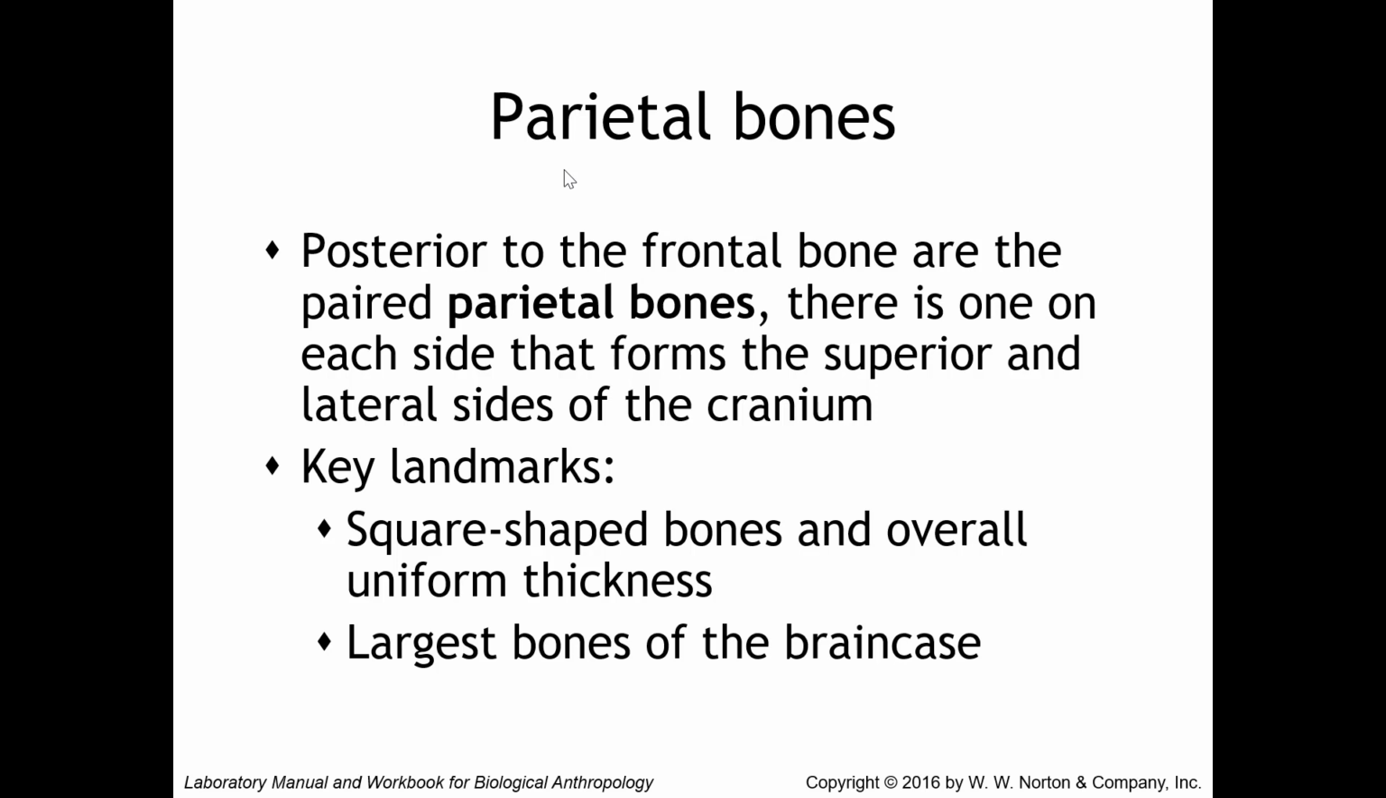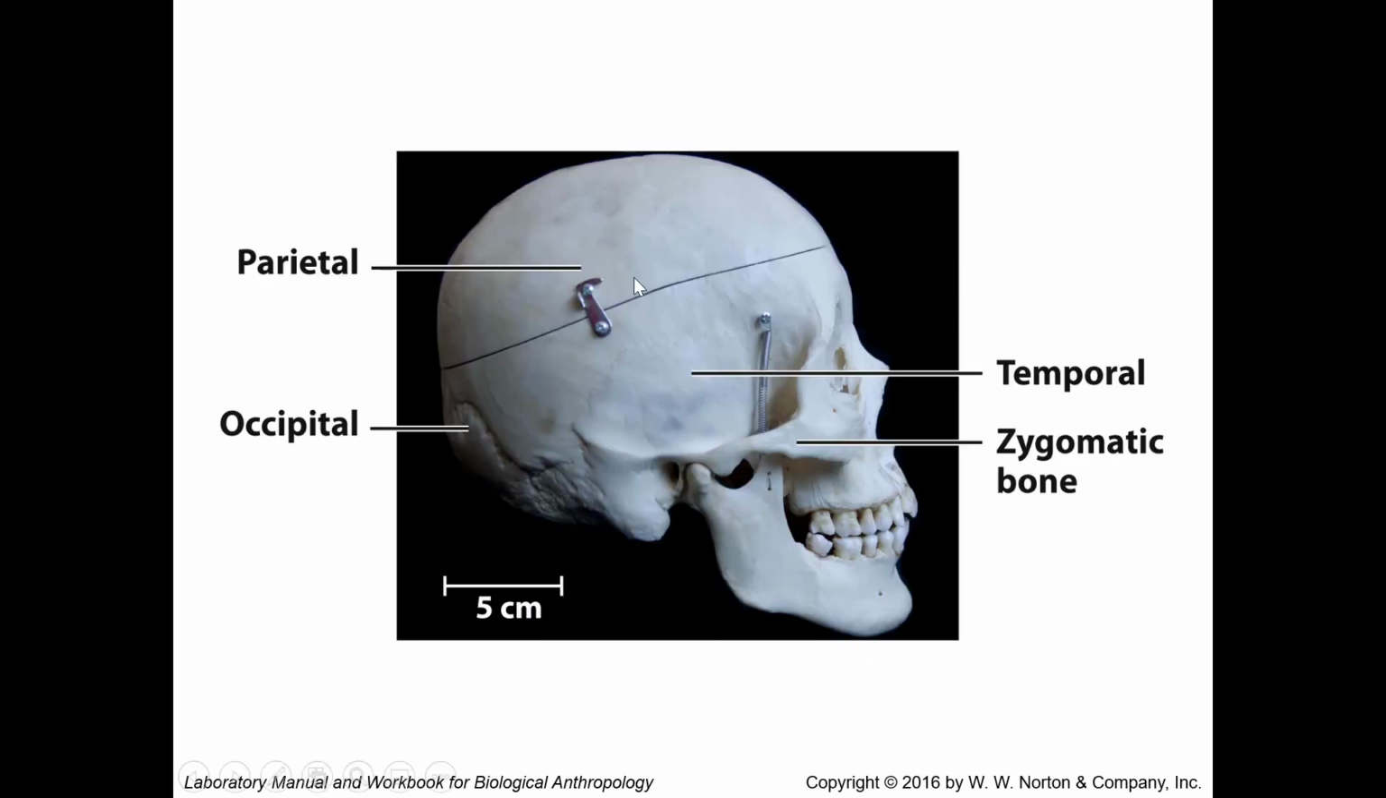After your frontal bone, we've got our parietal bones. Our parietal bones are posterior to the frontal bone, and they are paired. So there's two of them, one on each side, and it forms the superior and lateral sides of the cranium. They've got a few key landmarks, right? They're square-shaped bones, and they're pretty much overall uniform in thickness. They are the largest bones of the brain case. So you can see them here. It's kind of hard to see, but you can see here the suture right here, and it goes all the way up. So these are our parietals. They're very square shaped.